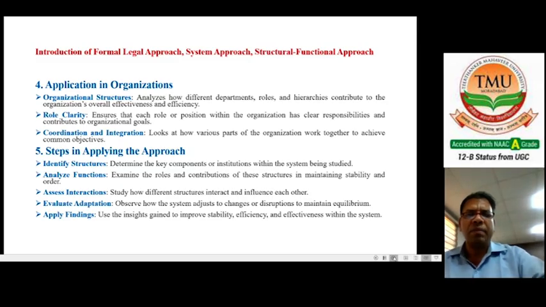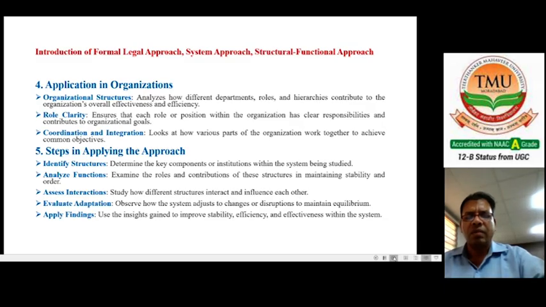Next, the steps in applying the approach. Identify structures: determine the key components or institutions within the system being studied. Analyze functions: examine the role and contribution of these structures in maintaining stability and order. Study how different structures interact and influence each other. This is a very important part. Order: how the system adjusts to change or disturbance to maintain equilibrium.